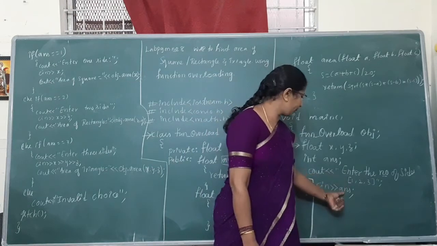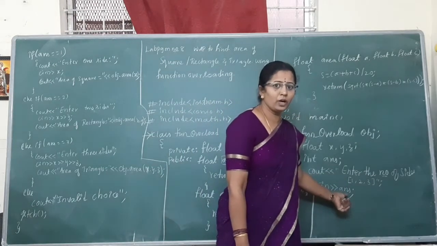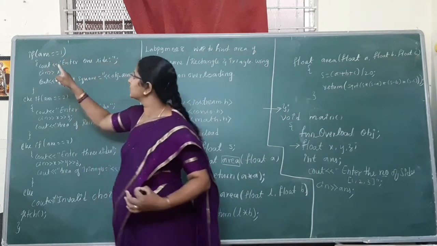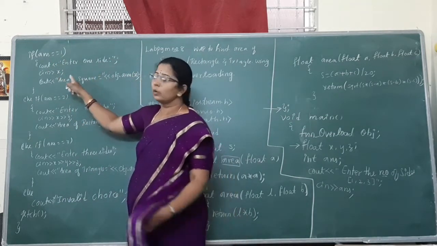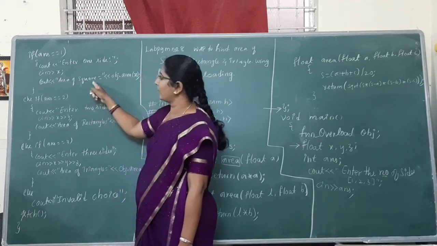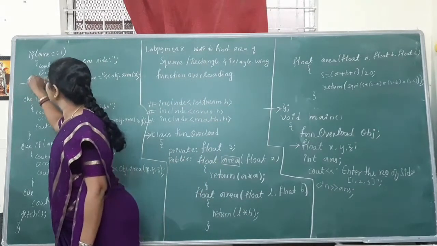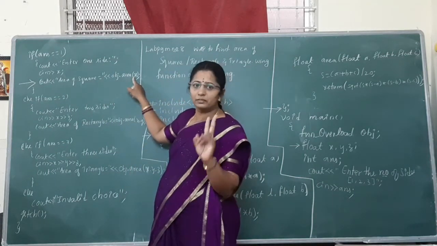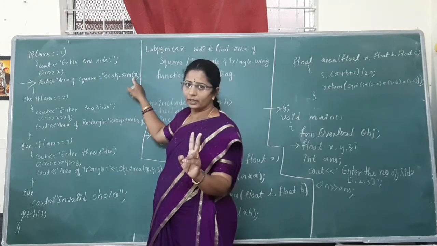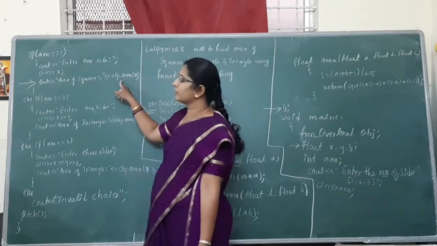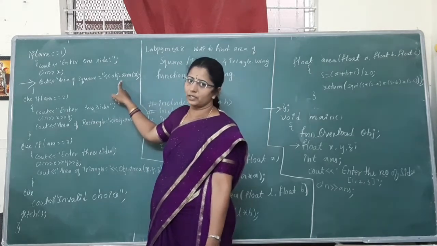Suppose you pressed choice 1, so your answer contains 1. 1 is equal to 1? Yes, then enter one side. Only the x value will be accepted. So, area of square. Do you remember? Only this sentence has been written, and instead of 3, x is taken. Whatever value you accepted in x, based on that your area of square will be calculated.